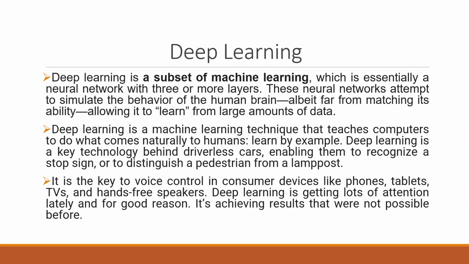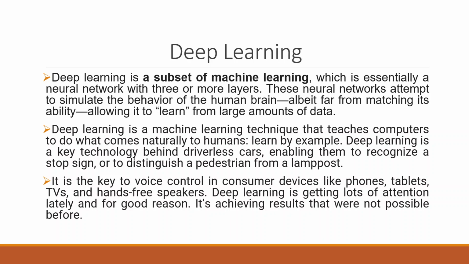Today we will understand how to run deep learning in RapidMiner. Deep learning is a subset of machine learning, which is essentially a neural network with three or more layers. This neural network attempts to simulate the behavior of the human brain, albeit far from matching its ability, allowing it to learn from large amounts of data.